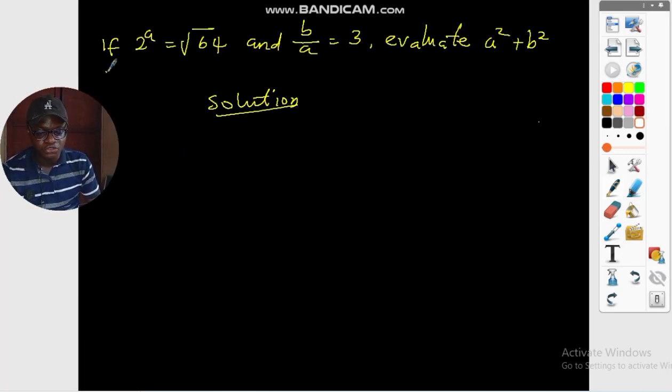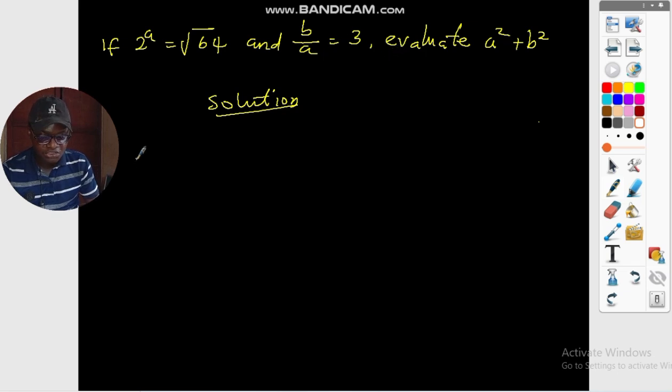We have a question on the board. It's coming from a YX past question, and it says, if 2 raised to the power a is equal to the square root of 64 and b over a is equal to 3, evaluate a squared plus b squared. Now, there are various approaches to this question, but this is how I love to approach mine.